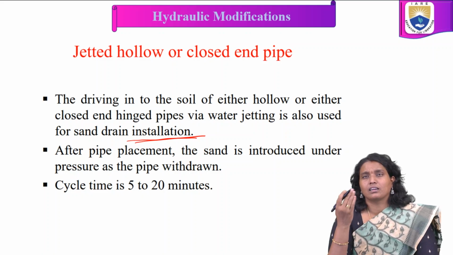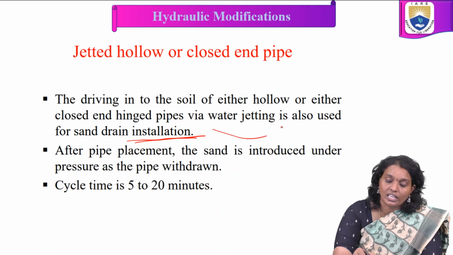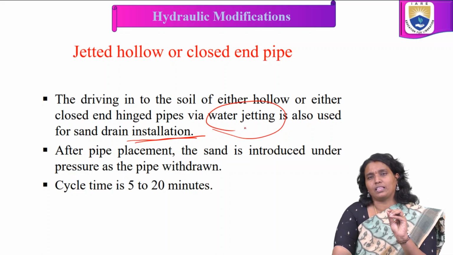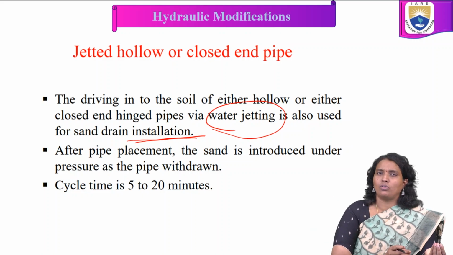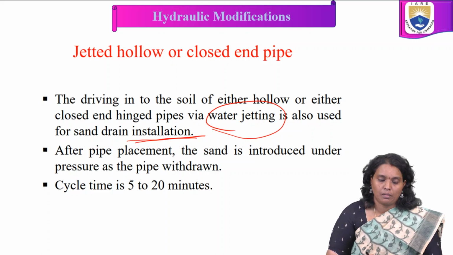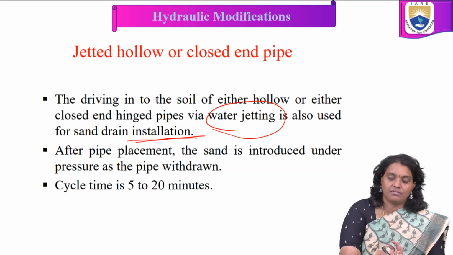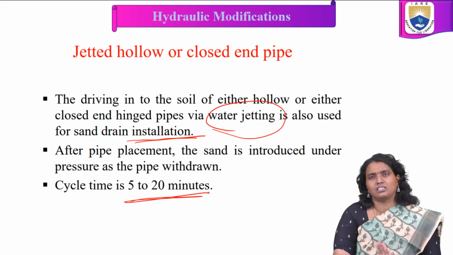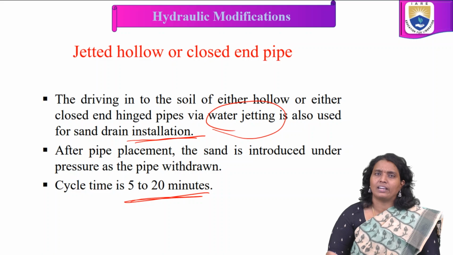Previously we considered only the closed end pipe. Here we are adding water jetting. The jet of water is the pressure with which water comes out of the pipe. We are using that jetting with the hollow or closed end pipe. After pipe placement, the sand is introduced under pressure as the pipe is withdrawn. The cycle time is 5 to 20 minutes, the same as the previous installation method.